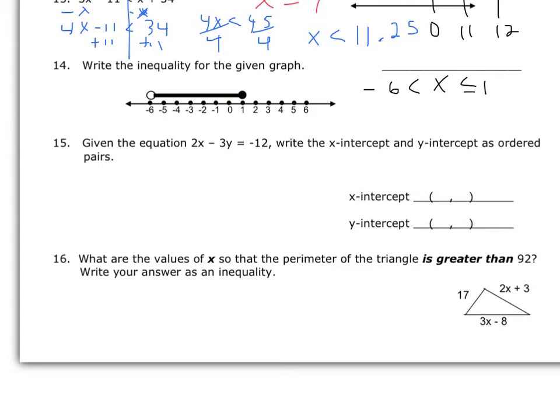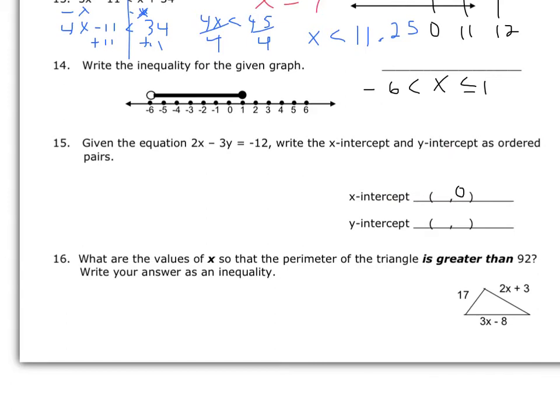Number 15, given the equation 2x minus 3y equals negative 12, write the x-intercept and y-intercept as ordered pairs. Okay, so going back to intercepts, when I see the word intercept, I automatically think of something has to be 0. So to find the x-intercept, we're going to make the y 0, and we're going to solve for x. We're looking for the x-intercept. So where does it go on the x-axis? To do that, we're going to make y 0.